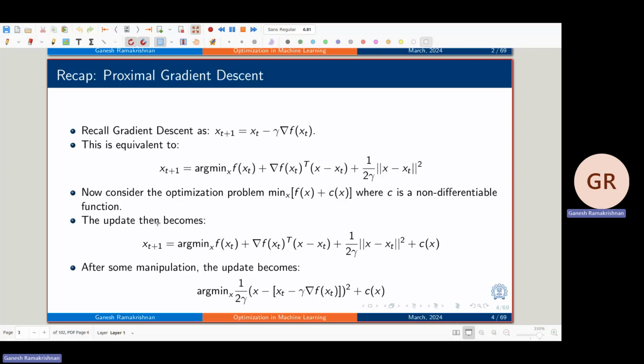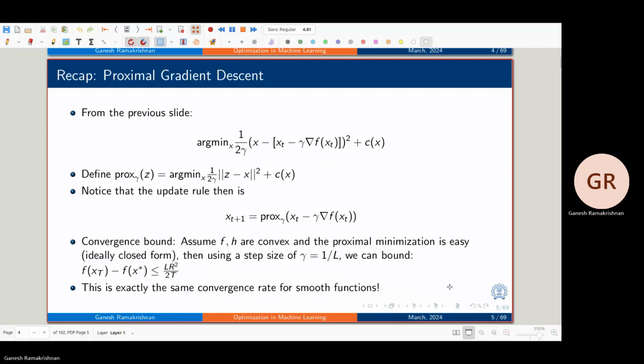We would expect it to have a simple form, and all we did was slap the c onto the main function, but through its quadratic approximation around the gradient descent step. So we found a very compact way of writing this: argmin over x of 1 by 2 gamma times x minus the gradient descent step squared, plus our non-differentiable function c. This is just a recap again.